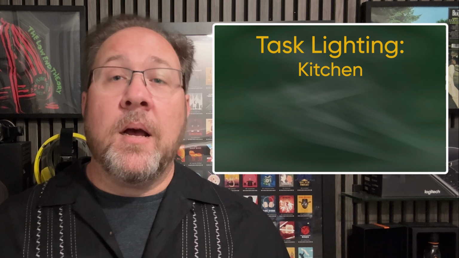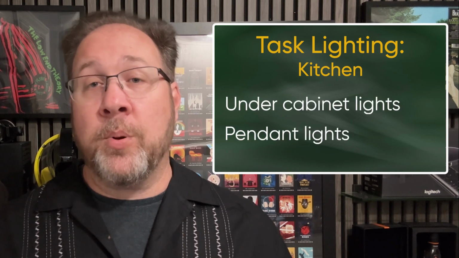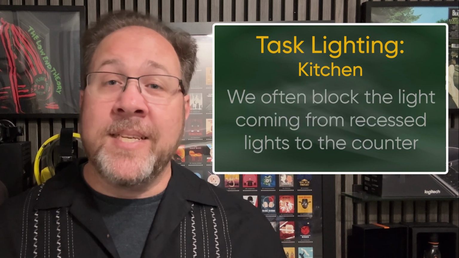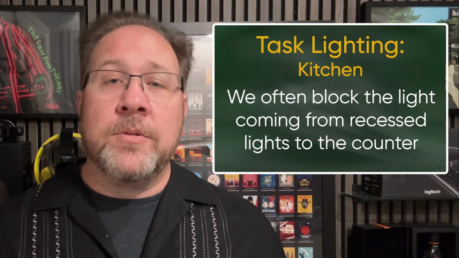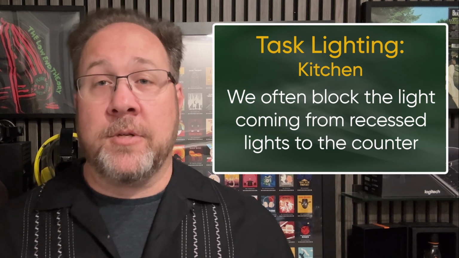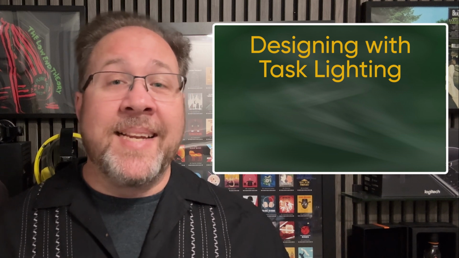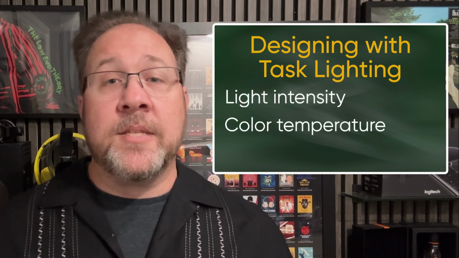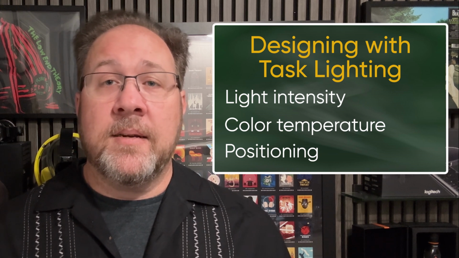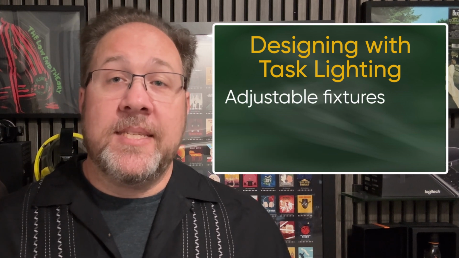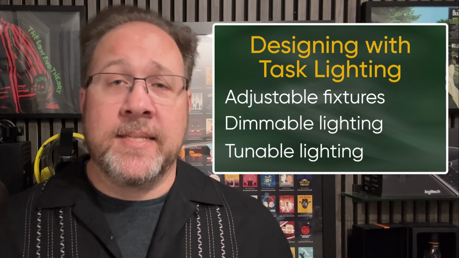In a kitchen, under cabinet lighting or pendant lights over the countertop are ideal for food preparation, since often the recessed lights are positioned in the pathways, which can actually create shadows when you're standing between the light and the countertop. When designing with task lighting, consider factors such as light intensity, color temperature, and positioning to ensure effective illumination for specific tasks. Adjustable fixtures, dimmable options, and even tunable lighting add versatility to your lighting setup.